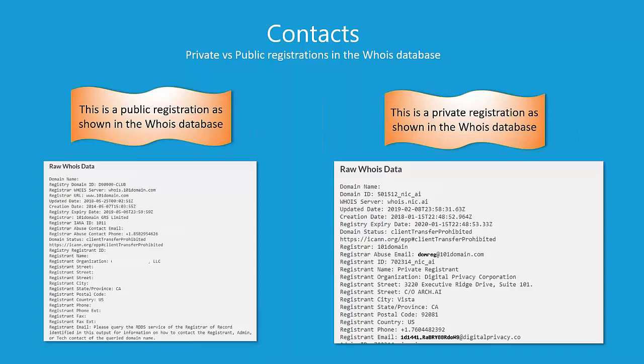So with the contacts in the Whois database, which is a public database which shows ownership of all domains, you have the option with many extensions to make your information private. On the left-hand side here is a public one, and I've gotten rid of the organization, but the organization would be showing here, and the state. Now, with GDPR, a lot of registrars have decided to redact a lot of information, and that's great.